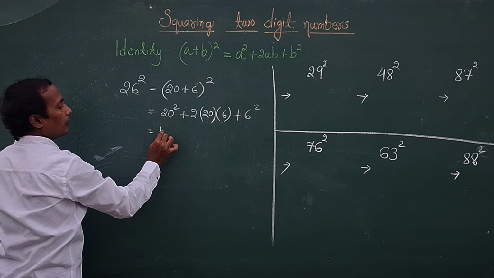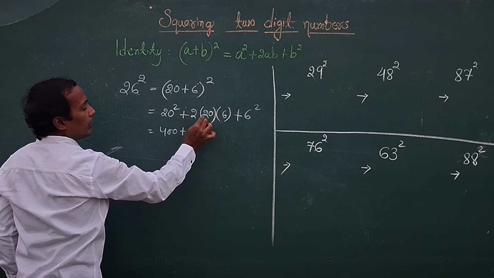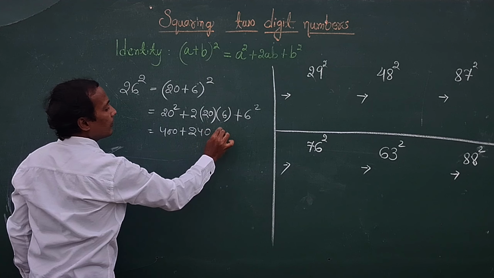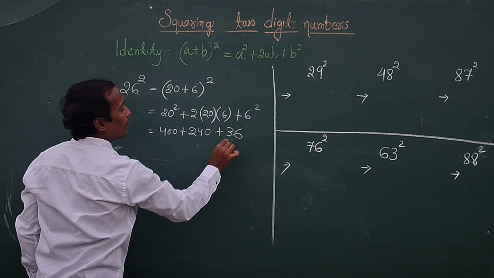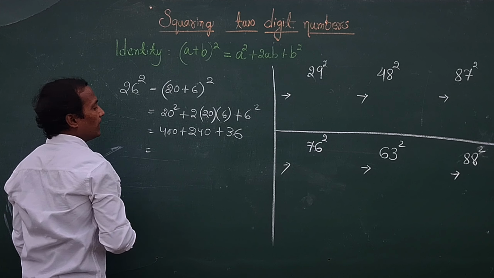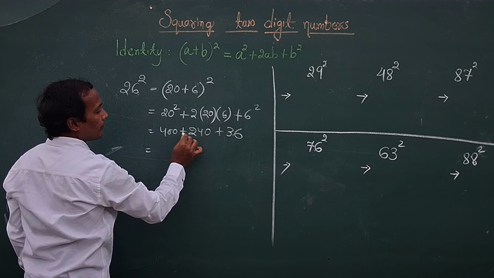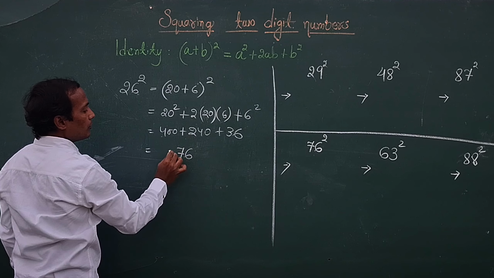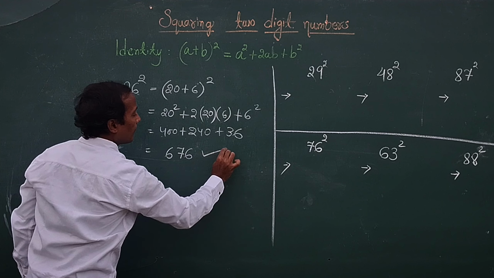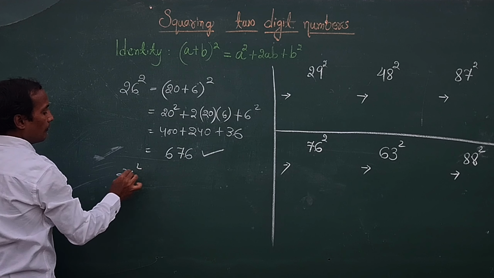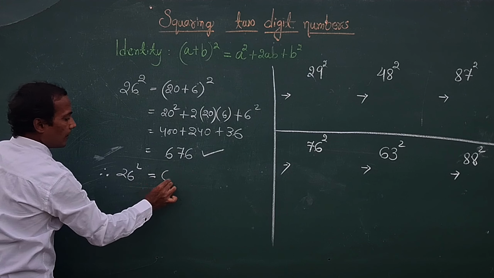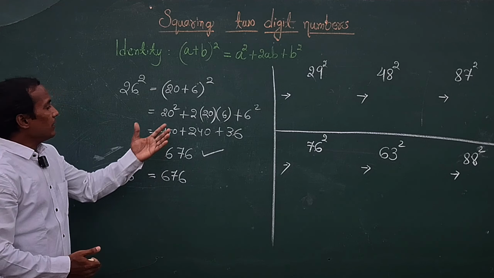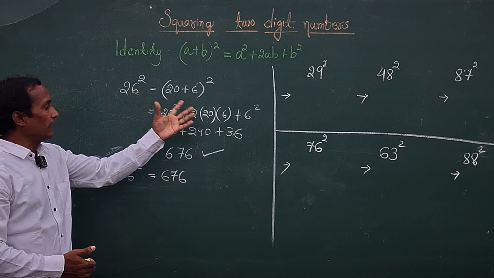Now 20 square is 400. 2 into 20, 40. 40 into 6, 240. Plus 6 square is 36. Now on adding all this, we will get the square of 26. Okay, so it comes 6. 0 plus 4 plus 3 comes 7. 4 plus 2 is 6. 676. This is the square of 26.